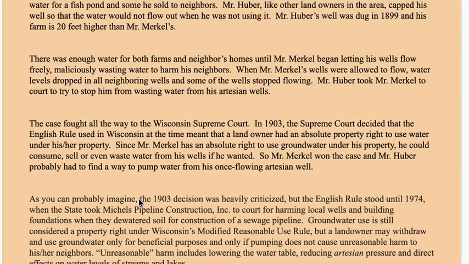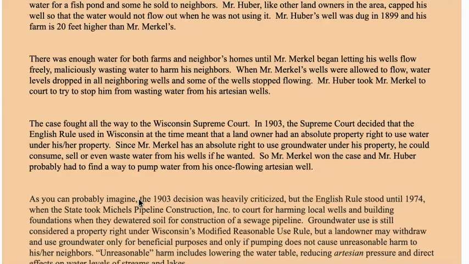In 1903, the Supreme Court decided that the English rule used in Wisconsin at the time meant that a landowner had an absolute property right to use water under his or her property. Since Mr. Merkel had an absolute right to use groundwater under his property, he could consume, sell, or even waste water from his well if he wanted. So Mr. Merkel won the case, and Mr. Huber probably had to find a way to pump water from his once flowing artesian well.